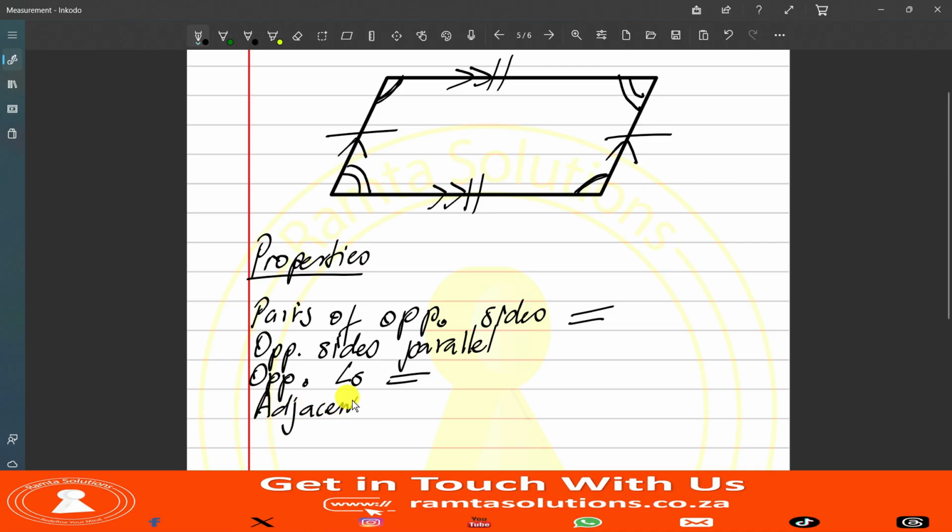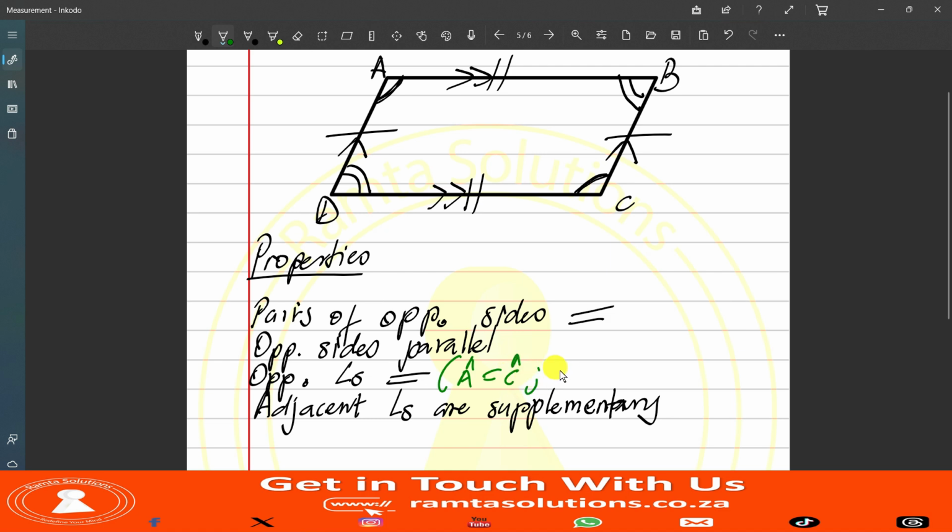Let me just write adjacent in full. Adjacent angles are supplementary. I think I should just name the vertices A, B, C, D. So here, what do I mean? For this one here, when I say opposite angles are equal, maybe let me use a different color. I'm basically saying angle A is equal to angle C. And then angle B is equal to angle D. I think this is better.